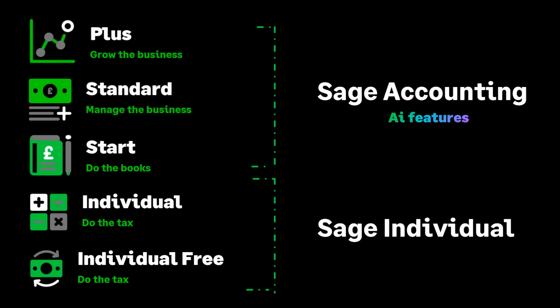So again, we have Sage Individual, which is the very basics to get your transactions recorded digitally, to be able to submit your quarterly updates to HMRC. And you will be able to submit your final tax return on Sage Individual as well. Then we have Sage Accounting, where there are 3 different levels based on how you're wanting to process in the software, how many more features you want to get access to. In Sage Accounting, you also get access to AI features, providing insights and even more automation.